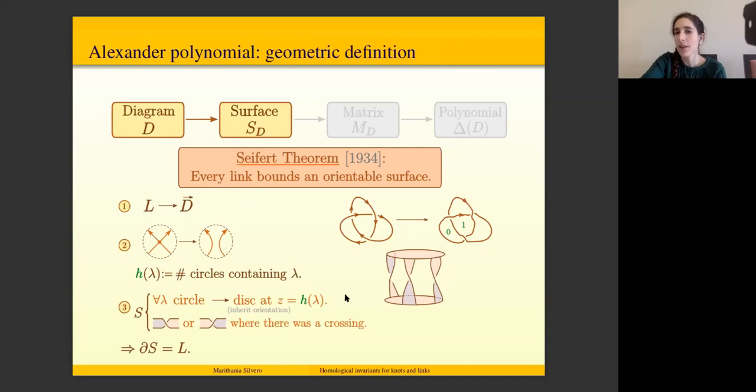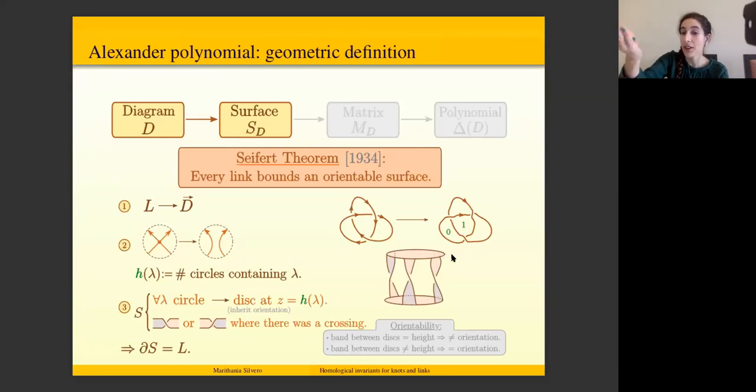Someone could ask, well, but what about orientation? How do I know that this surface is oriented? Well, you just need to check that when you have disks at equal height, then the bands have different orientations.